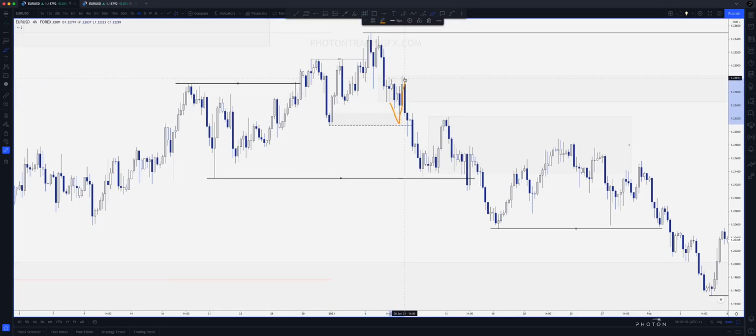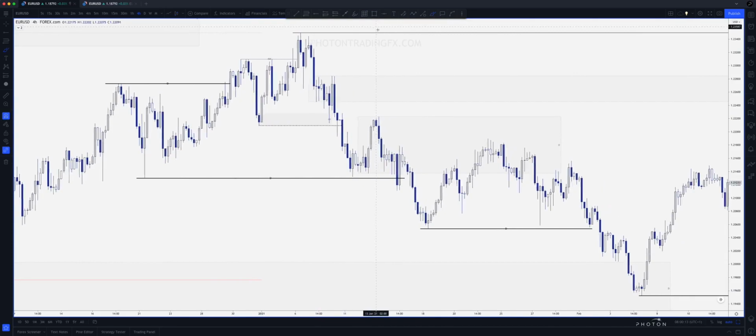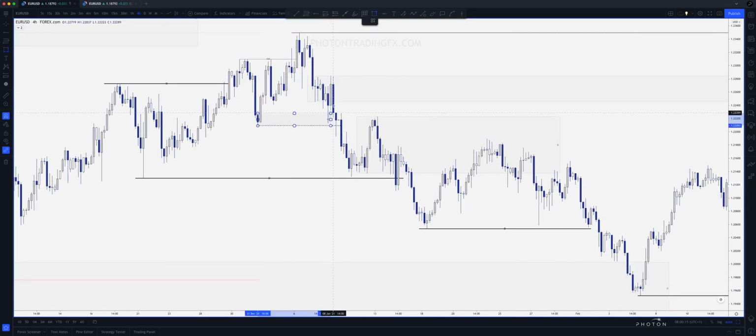It reacts. Remember, the reaction is key. It fails to put in its higher high. It fails to do its job. Then supply steps in, takes out demand, and causes that swing breaker structure there, which is that daily change of character. So now we can obviously take the entire range, like that.